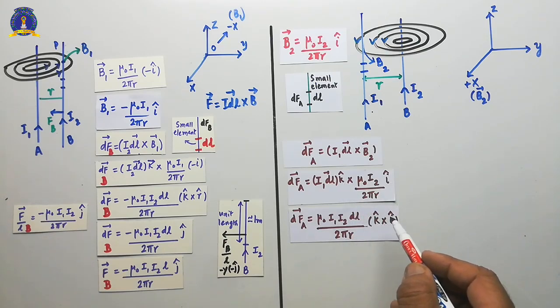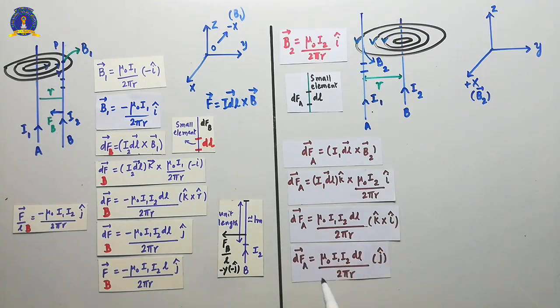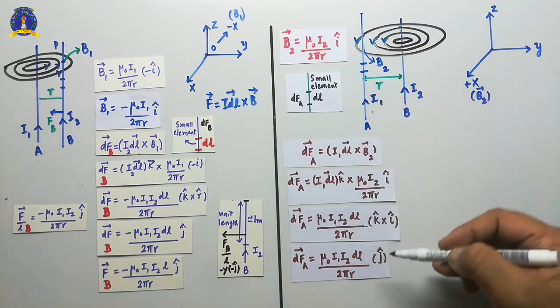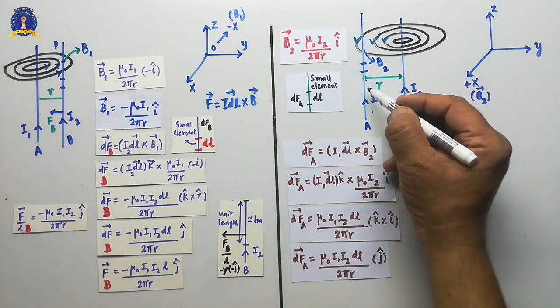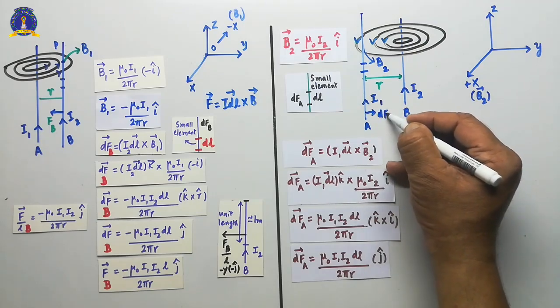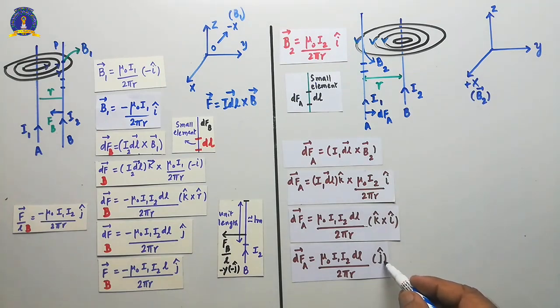Are you clear? Now k cap into I cap becomes j cap. So that is the next one. dFA vector is equal to mu naught I1 I2 dl divided by 2 pi r, k cap into I cap, that one becomes j cap. It shows that the force acting on the small element is acting along which direction? Y direction. Therefore the force dFA must be written in the Y direction. That's why that j cap indicates.